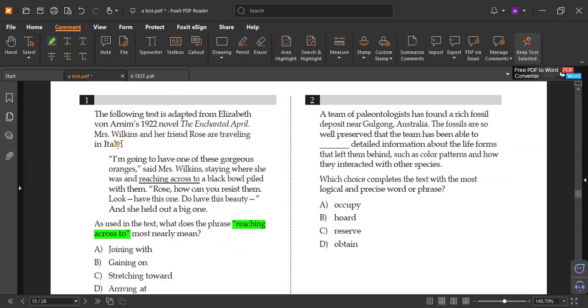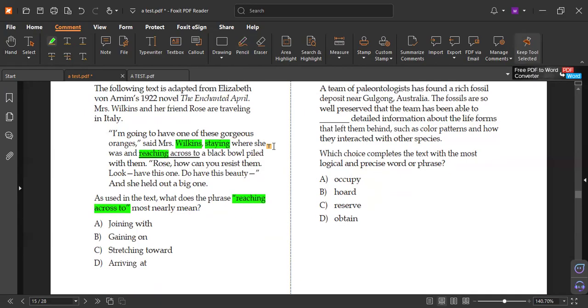He said, her friends are traveling in Italy. Okay, I'm going to have one of these gorgeous oranges, said Mrs. Wilkins, staying where she was and reaching across to a black bowl piled with them. That means Wilkins wanted to reach something to catch it, to have it. That means she stretched her body. Rose, how can you resist them? Look, have this one. So she wanted to stretch toward something to get it.